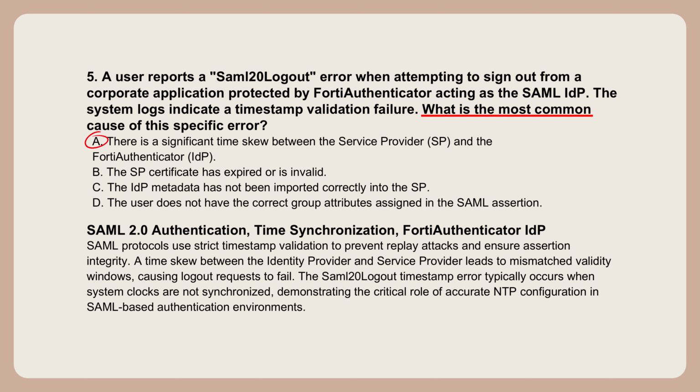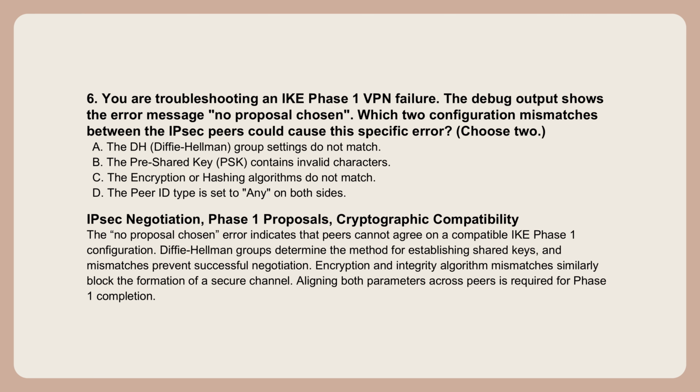That focus on time sync really echoes in cryptography too, especially with IPsec VPNs. So if you're troubleshooting an IKE Phase 1 negotiation failure and the debug log clearly says no proposal chosen, what two things are mismatched? The two main culprits are either a mismatch in the DH, the Diffie-Hellman group settings, which means they can't agree on the math for the key exchange, or a mismatch in the encryption or hashing algorithms. Okay, now here's where it gets really interesting for anyone troubleshooting this. Why isn't the pre-shared key, the PSK, on that list? I mean, isn't that the most common mistake people make when they set up a VPN?